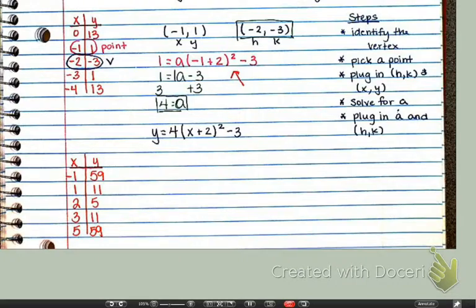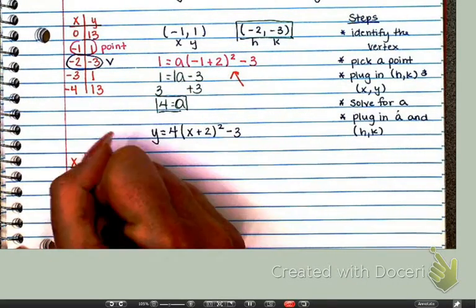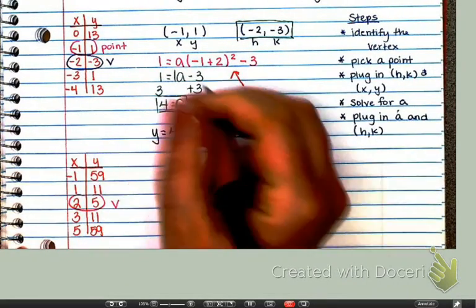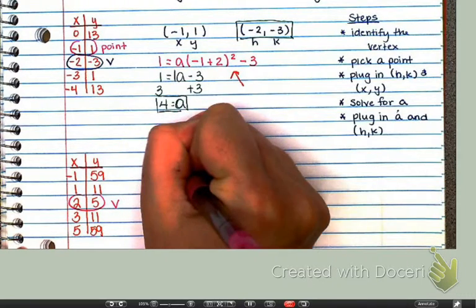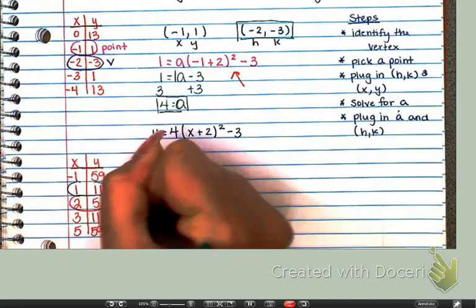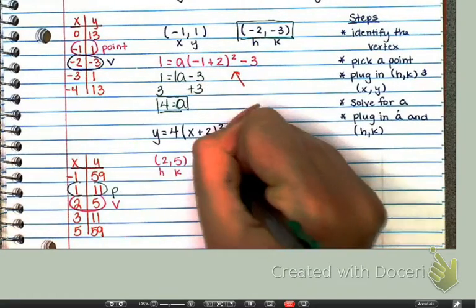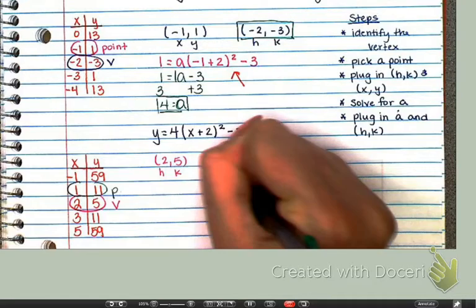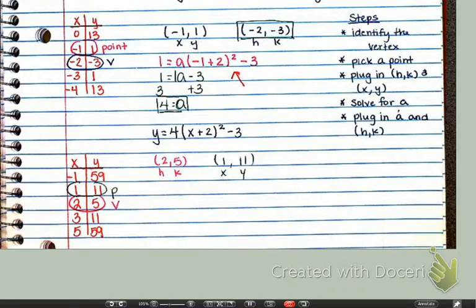What is my vertex? 2, 5 is my vertex. So again, 2, 5 is my h and my k. And which point would we like to use? 1, 11 is my x and my y. So again, I don't see this to be the issue.